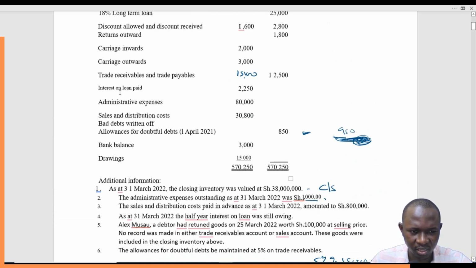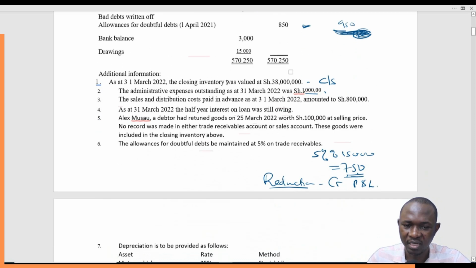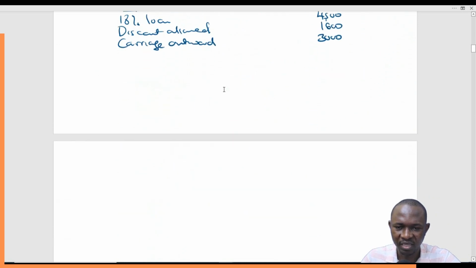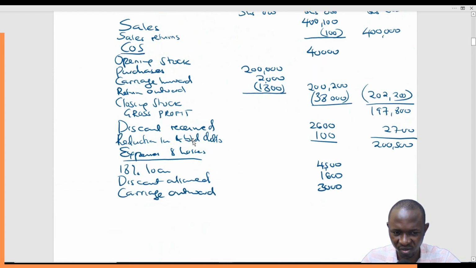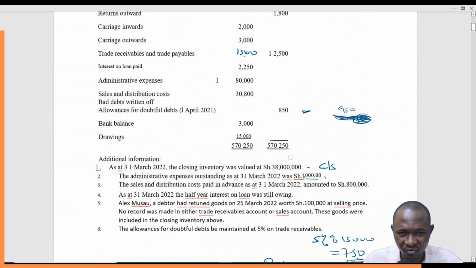These are balance sheet items. Interest on loan paid. So this is what we paid. Interest on loan paid, we paid 2,250. So it means the remaining. What was paid is 2,250, but the interest is 4,500 as per the question. 18% of a loan of 25,000 is 4,500. So we paid 2,250, and the remaining is unpaid.